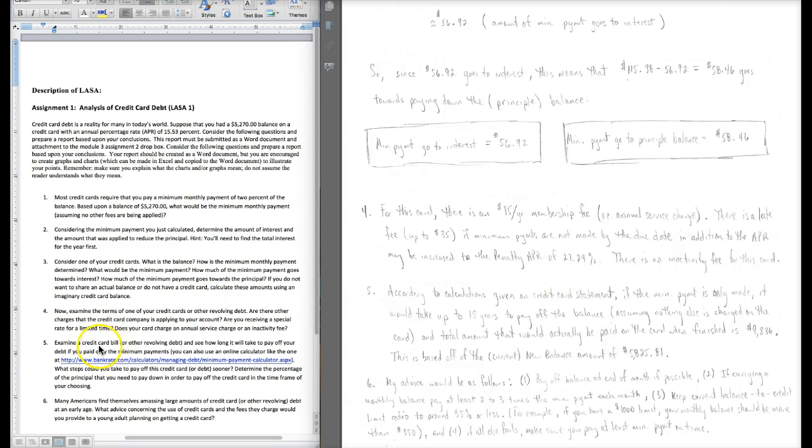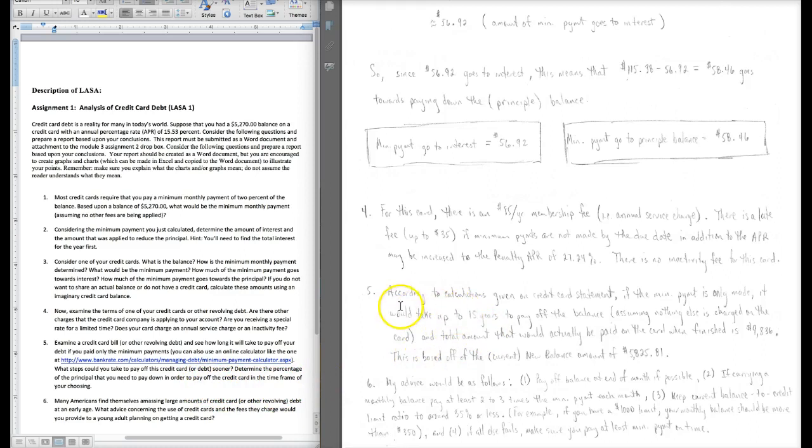So for number 5, it says examine the credit card or other revolving debt to see how long it would take for you to pay off your card. And then what steps could you use to pay off this card? And we want to determine the percentage of the principal that you would need to pay down in order to pay off the card in the time frame.